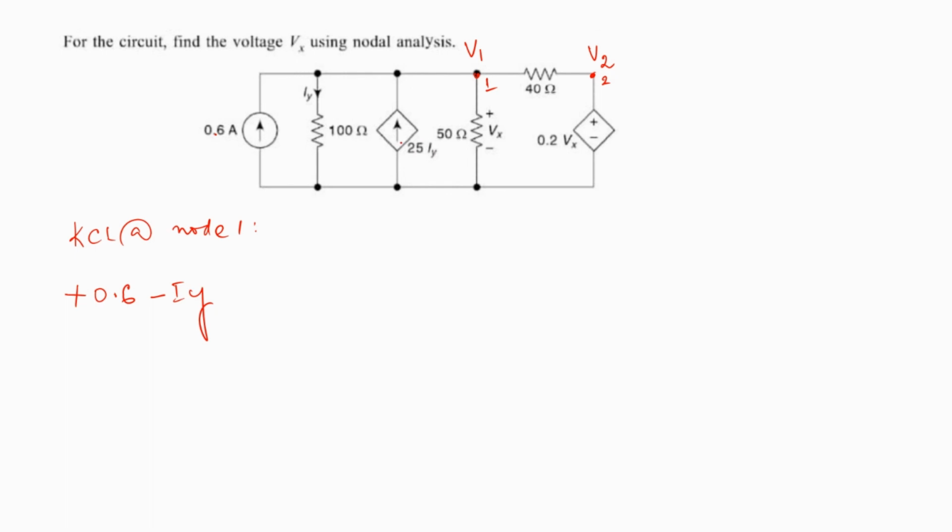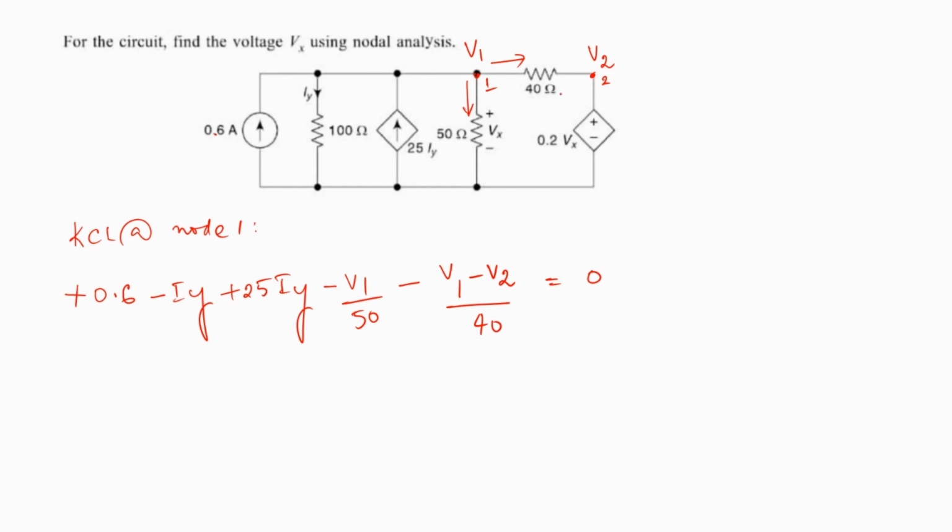And 25 Iy is entering the node. So plus 25 Iy. And again, V1 by 50, that is going to be the current that is coming out of this node. So minus V1 by 50. So all this, and then we have this current, minus of (V1 minus V2) by 40. So this is equal to 0.